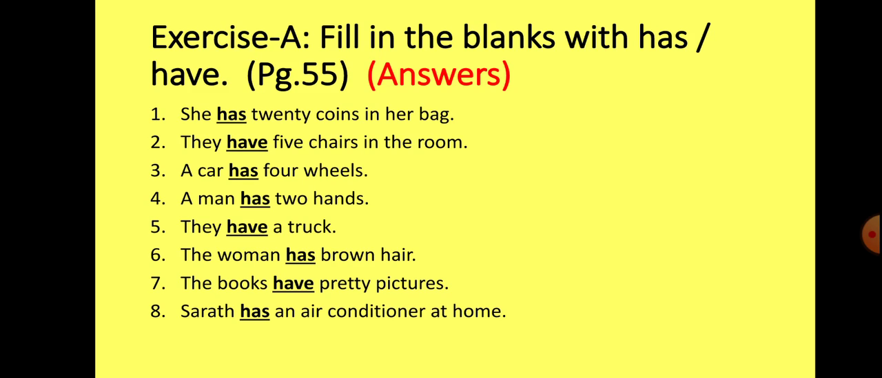Number 7, the books. Books are many here, not one. So we have to use have. The books have pretty pictures. Number 8, Sarath is one person. So we have to use has here. Sarath has an air conditioner at home.